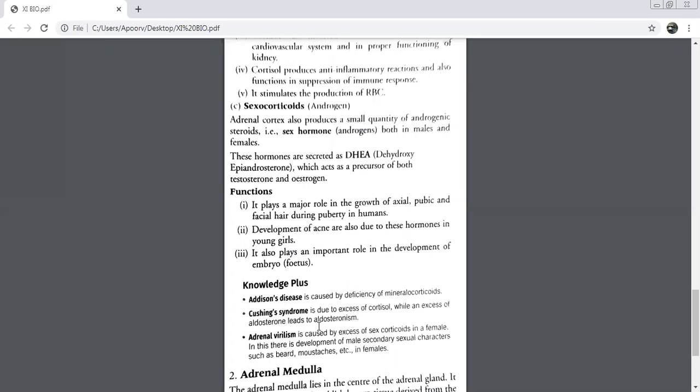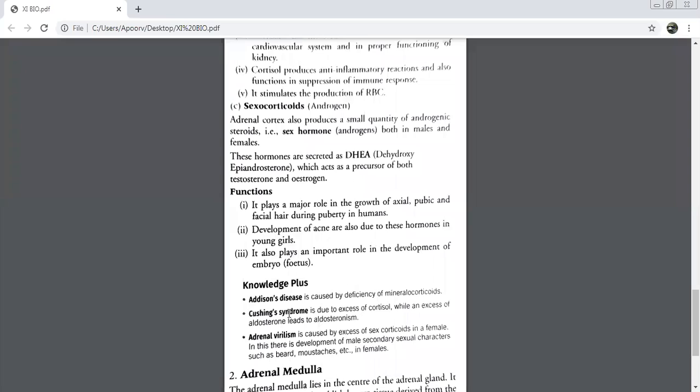And the last category of corticoids we did was sexocorticoids. They first secrete a substance which is a precursor for sex hormones, DHEA. What is the full form of DHEA? Dehydroxyepiandrosterone. Yes. And then we did the functions. These are some normal functions. Again, this is knowledge plus I'm taking from a competition point of view.